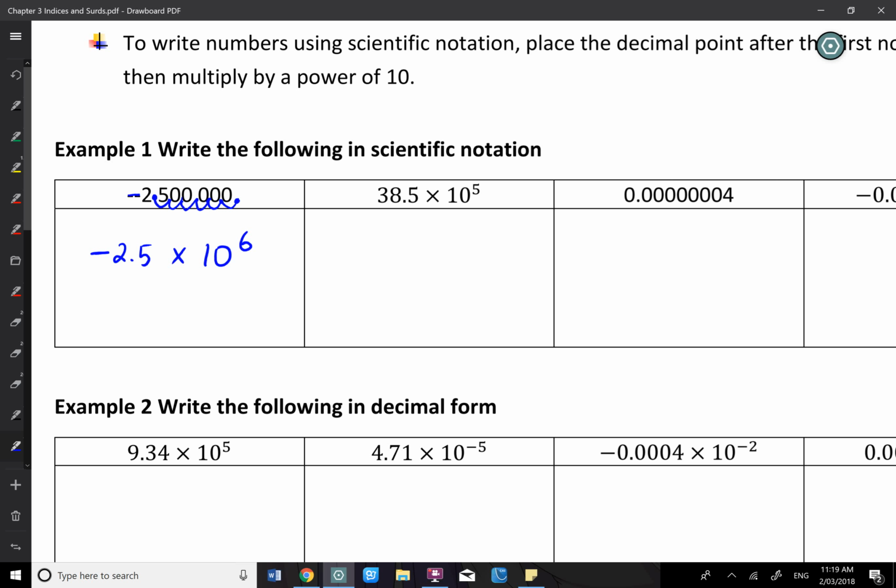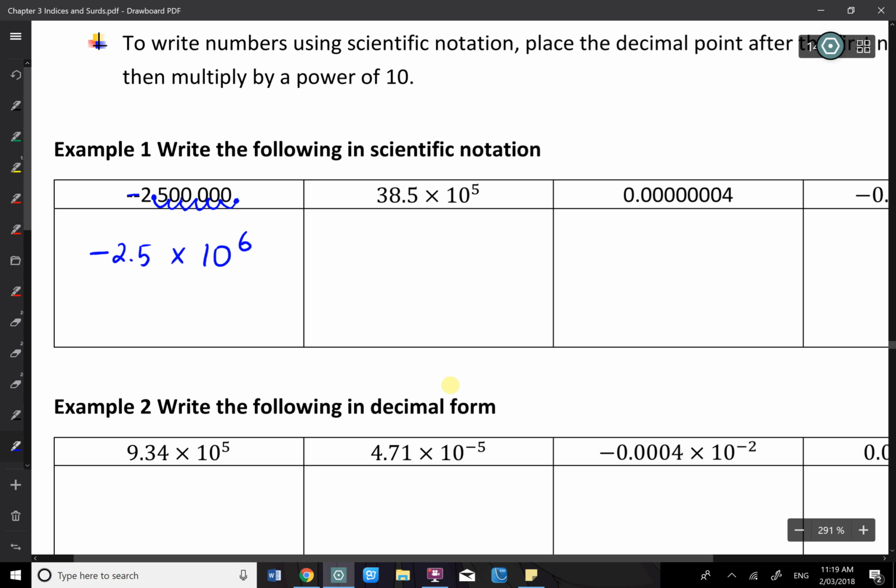So if you look at the second one, my decimal needs to go from here to here. You go to the left one time. So that's 3.85 times 10 to the power of 1. And then you also have a 10 to the power of 5 after that. So therefore, that gives you 3.85 times 10 to the power of 6. Okay, times 10 to the power of 6.